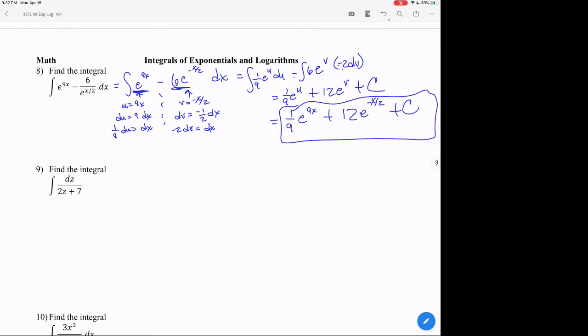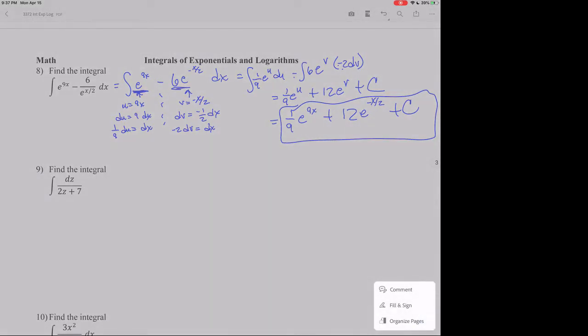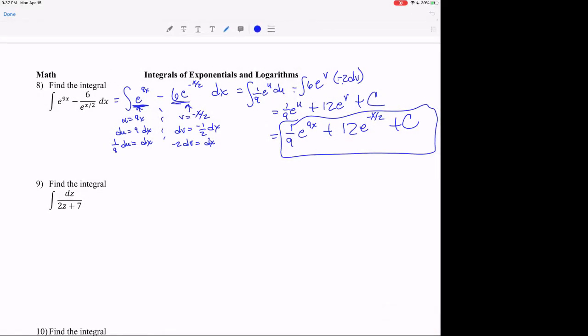Now remember at the very beginning of this section that we talked about that the integral of 1 over x dx was equal to the natural log of the absolute value of x plus c. Now we're going to use that, but now we're going to have a function.